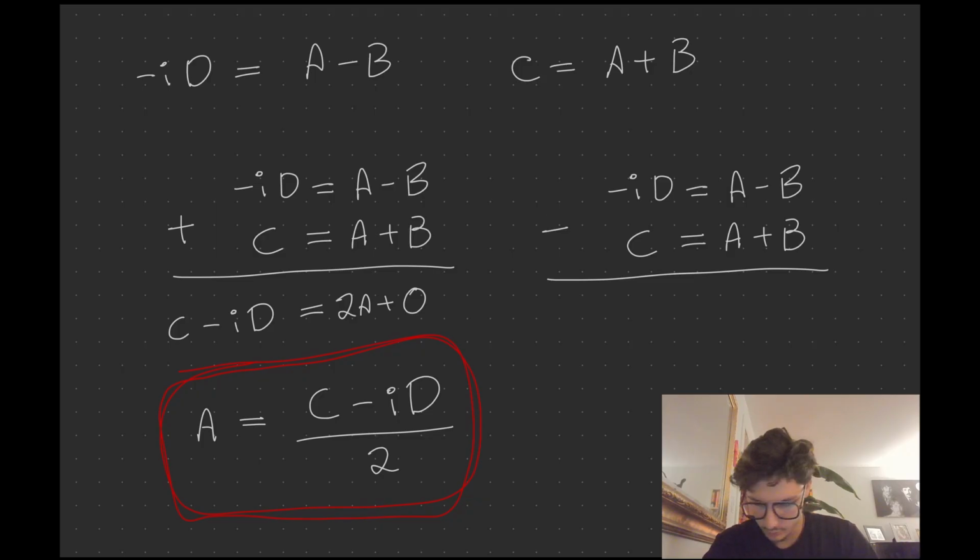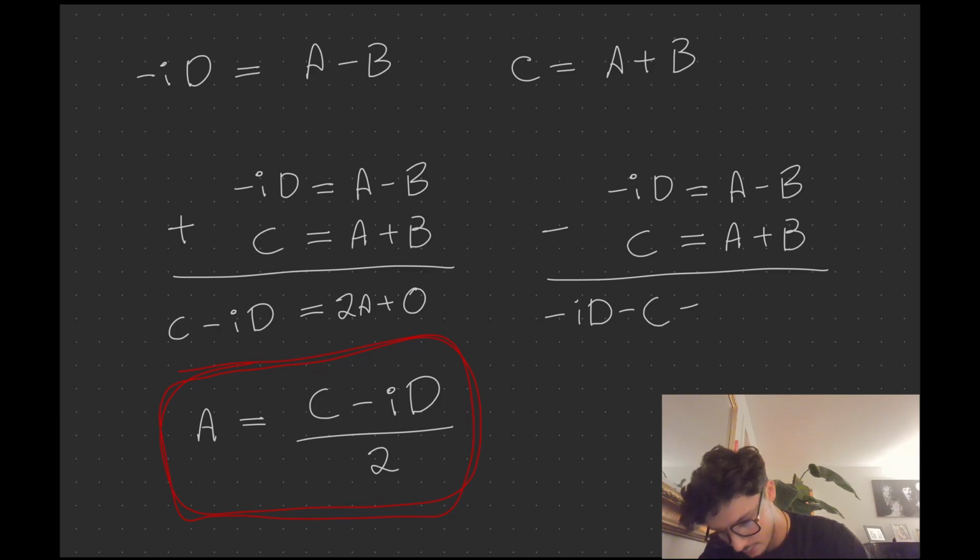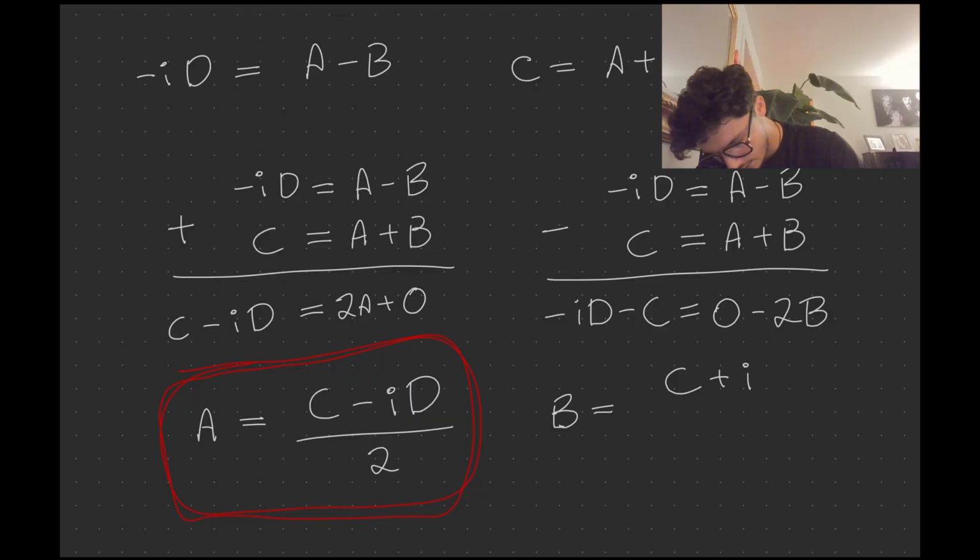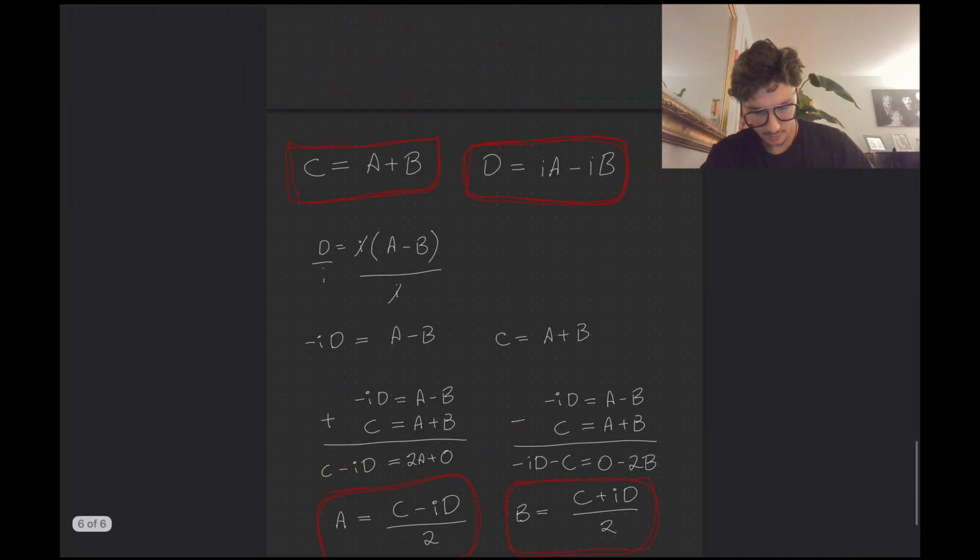Subtract. Let's do the first one. Minus ID minus C is equal to A minus A, which is 0, minus B minus B, that's minus 2B. Move it to the other side so it becomes positive. Move both of these to the other side so it becomes C plus ID over 2. Oh, this looks so beautiful, man. We got this. Let me copy down my other two.